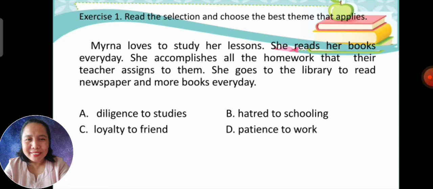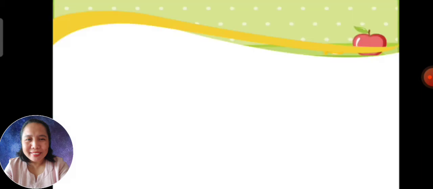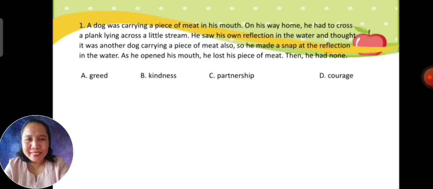What is the answer, Glyza? Okay, the answer for this is letter A. Congratulations if you get the correct answer. It means that you already know how to evaluate the theme of this selection. Now, it's your turn to answer these 5 selections.